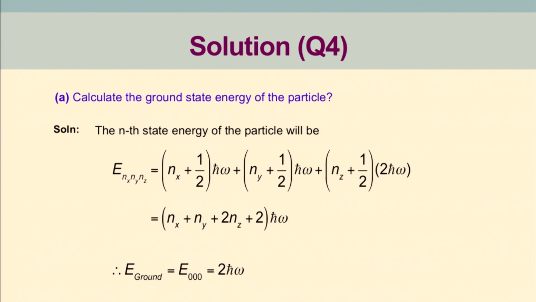Now, for the ground state energy, I will substitute nx, ny and nz to be 0, which is the lowest value of n, and which will give me the lowest energy for this problem. If I substitute nx, ny, nz to be 0 in this expression, I get 2ħω as the ground state energy for this particular problem. Had I had a completely symmetric three-dimensional harmonic oscillator potential, this term would have been 3/2 ħω, but because of the small asymmetry involved, it is 2ħω.